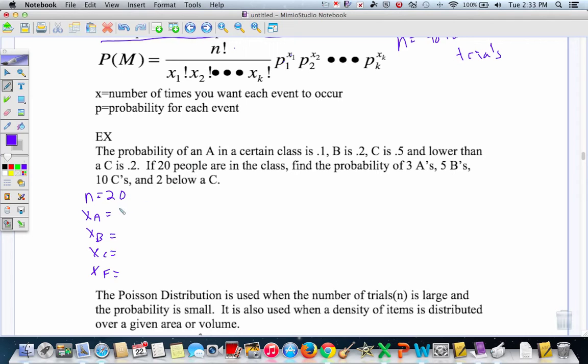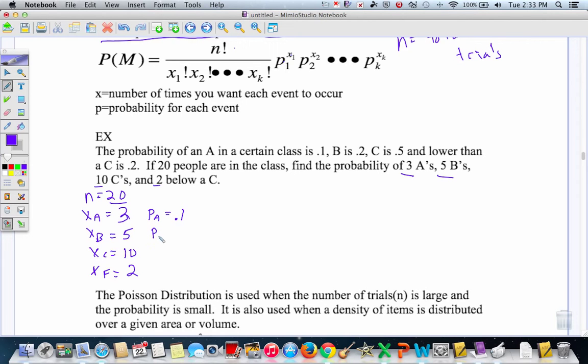But of our 20, we want to find 5 being a B. We want to find 10 that are a C. And we want to find, oops, let's backtrack. This was 3 that were A's, sorry, and 2 that are F's. So 3 A's, 5 B's, 10 C's, and 2 below a C. Noting that our X's, 3, 5, 10, and 2, add up to be our total number of students, or 20. So our X's should always add to be our N. And then we'll write our corresponding probabilities right next to each one.